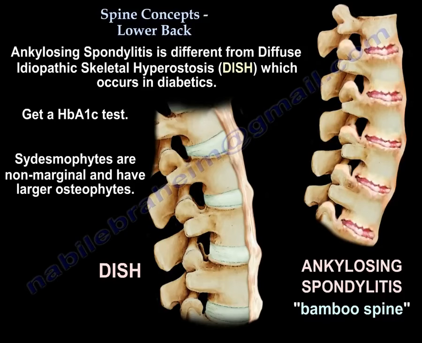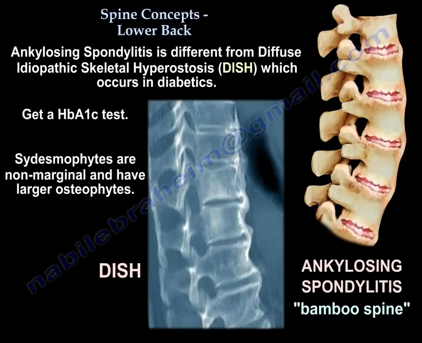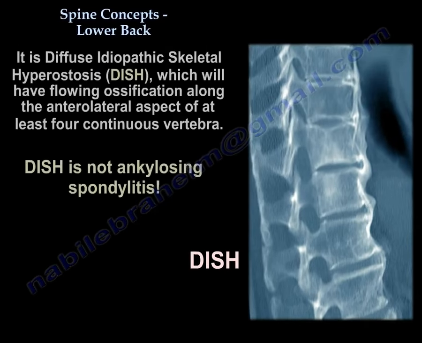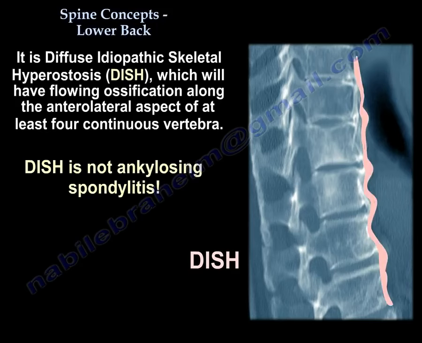You get hemoglobin A1C. The syndesmophytes are non-marginal and they have larger osteophytes. It is diffuse idiopathic skeletal hyperostosis, which will have flowing ossification along the anterolateral aspect of at least 4 contiguous vertebrae, and that is not ankylosing spondylitis.